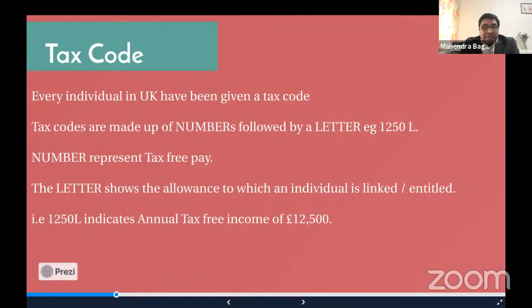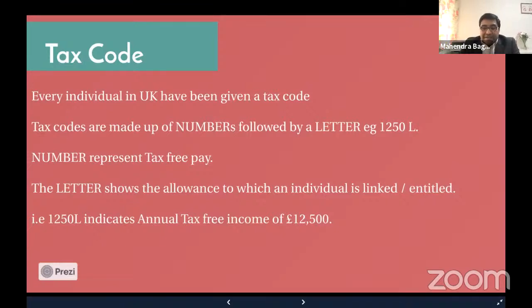Very commonly for the current year 2021, if you have the tax code 1250L, it indicates you have a tax allowance of £12,500, a tax-free annual income, and after that onward you start to pay the taxes.